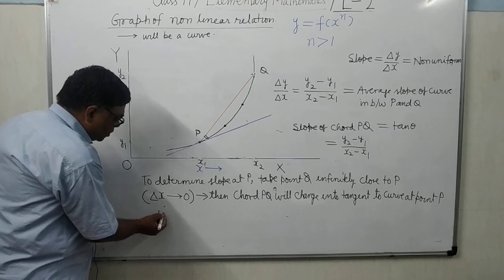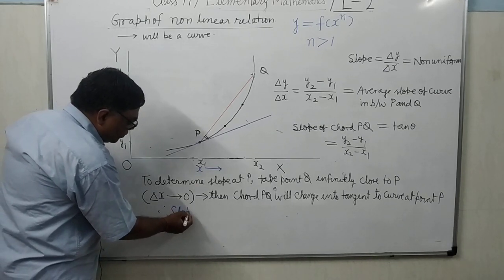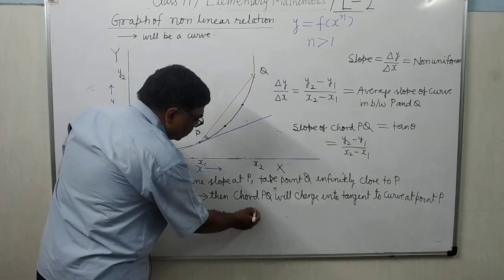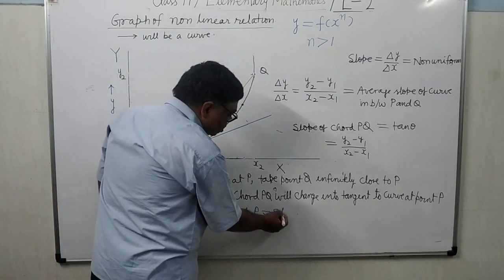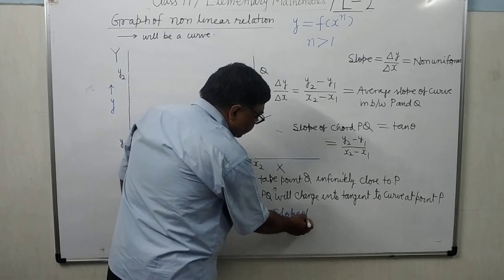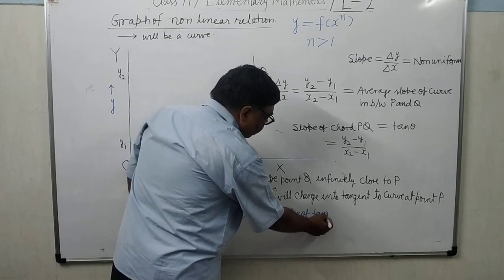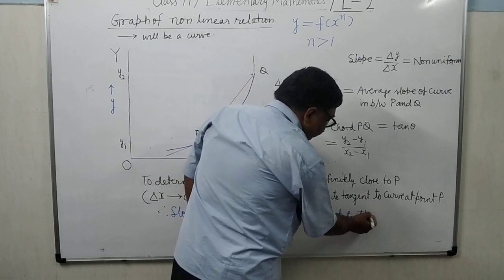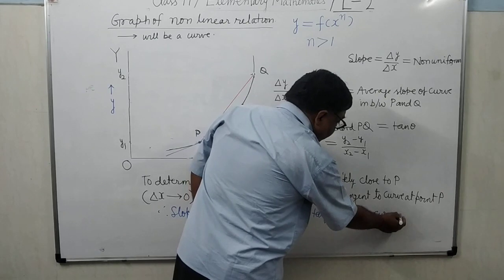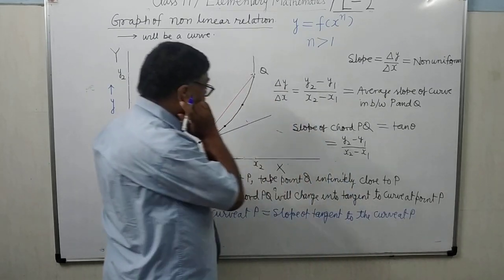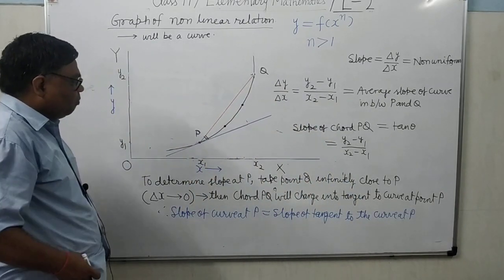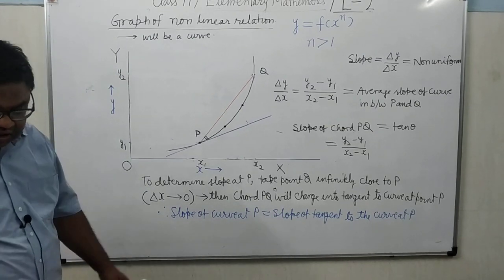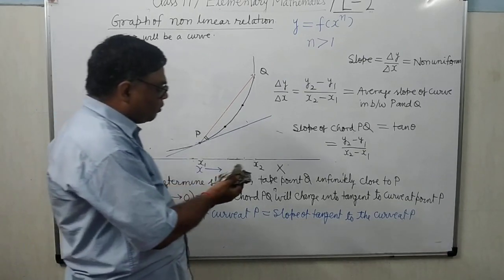Therefore, slope of curve at P equals slope of tangent to the curve at P. Slope of tangent to the curve at P. It is clear. Now how will you determine the slope of this tangent? So already there is the same formula of slope.